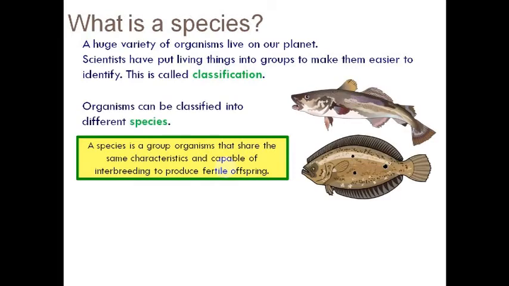Okay, so organisms can be classified into different species. You know that these two types of organisms are fish. However, they are further classified into different species. So this is a species of one fish. The other one is the other species of fish. Okay, this is the flounder fish. This can be salmon.